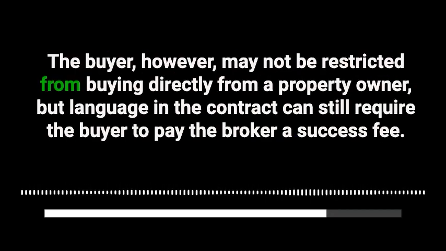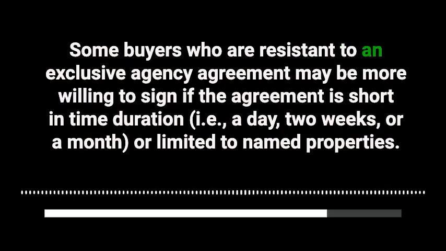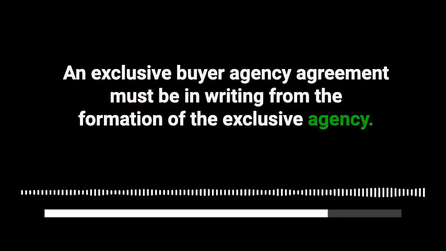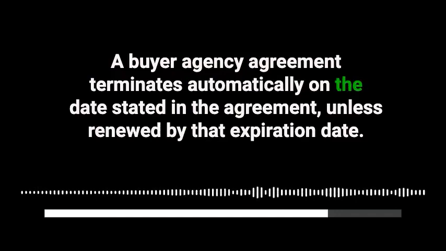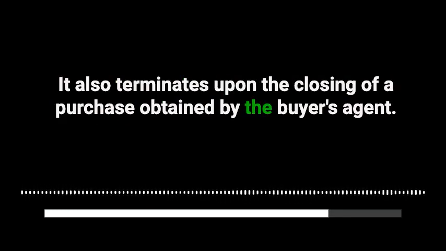The buyer, however, may not be restricted from buying directly from a property owner, but language in the contract can still require the buyer to pay the broker a success fee. Some buyers who are resistant to an exclusive agency agreement may be more willing to sign if the agreement is short in time duration or limited to named properties. An exclusive buyer-agency agreement must be in writing from the formation of the exclusive agency. A buyer-agency agreement terminates automatically on the date stated in the agreement, unless renewed by that expiration date. It also terminates upon the closing of a purchase obtained by the buyer's agent.